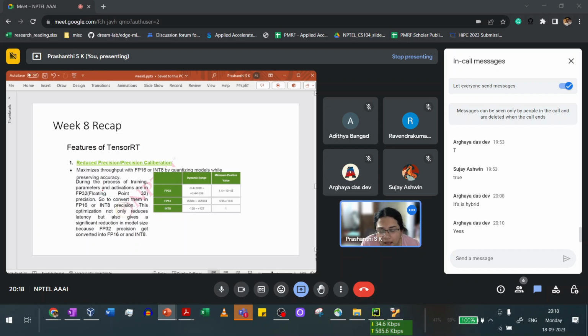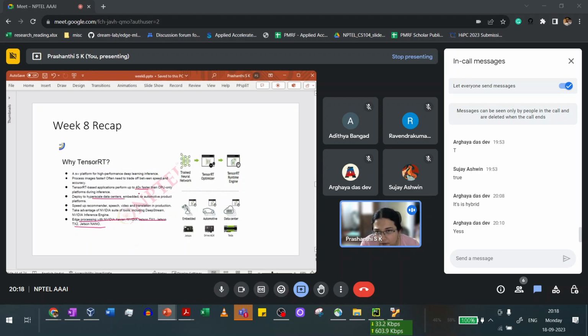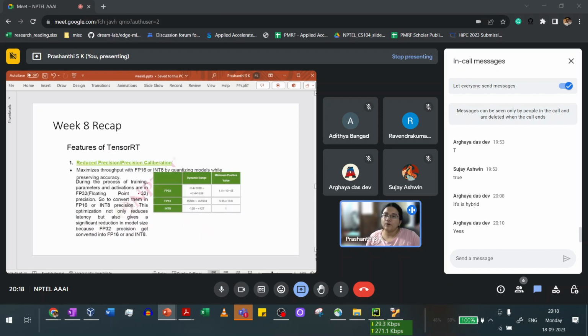But how does TensorRT do better, right? You could do inference using PyTorch or TensorFlow also, as you saw. So what does TensorRT do specially? First thing is reduced precision or precision calibration. As we already saw, you could do FP16 or int8. Both these options are available, and TensorRT does this while preserving accuracy, right? So this basically reduces latency and reduces model size, and that's one benefit you get.